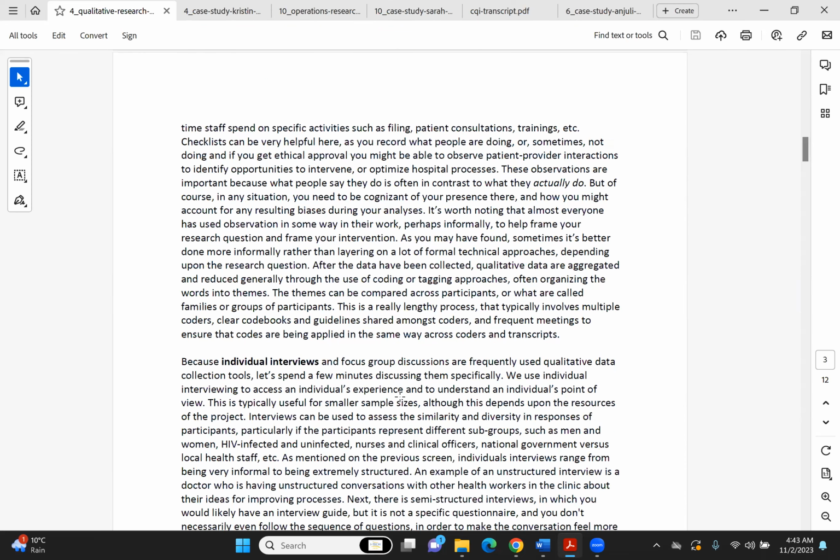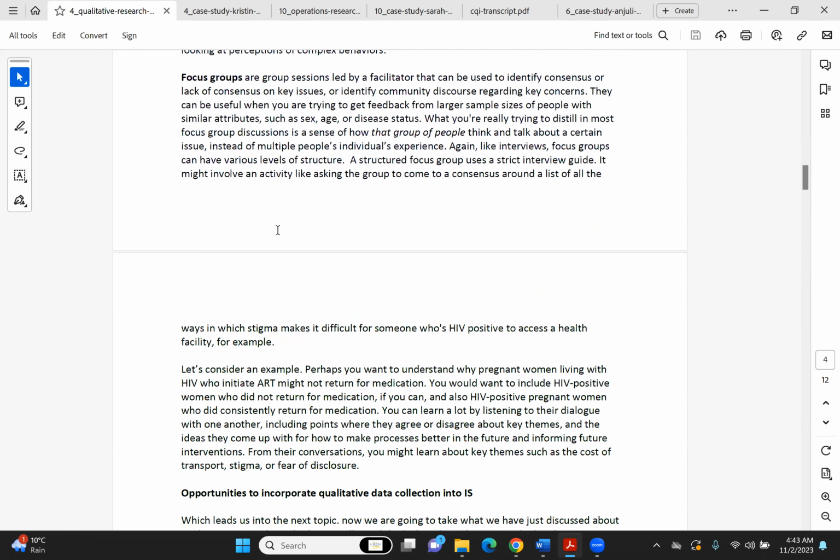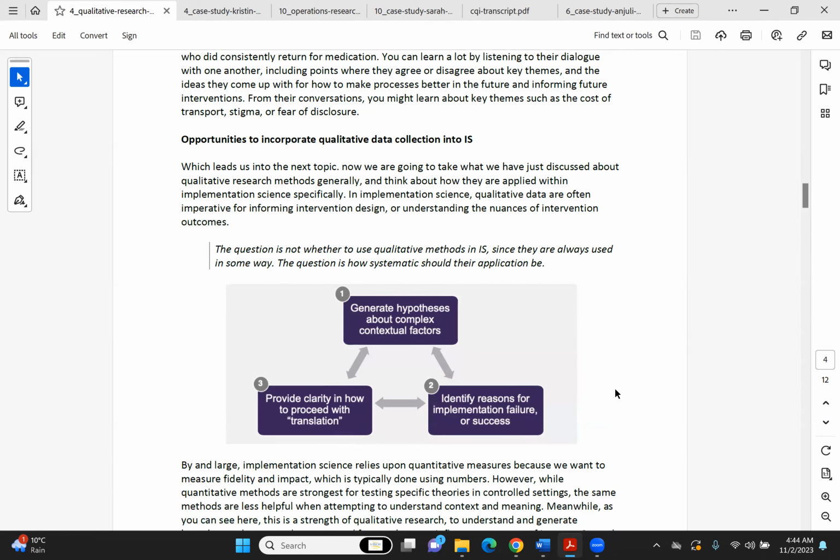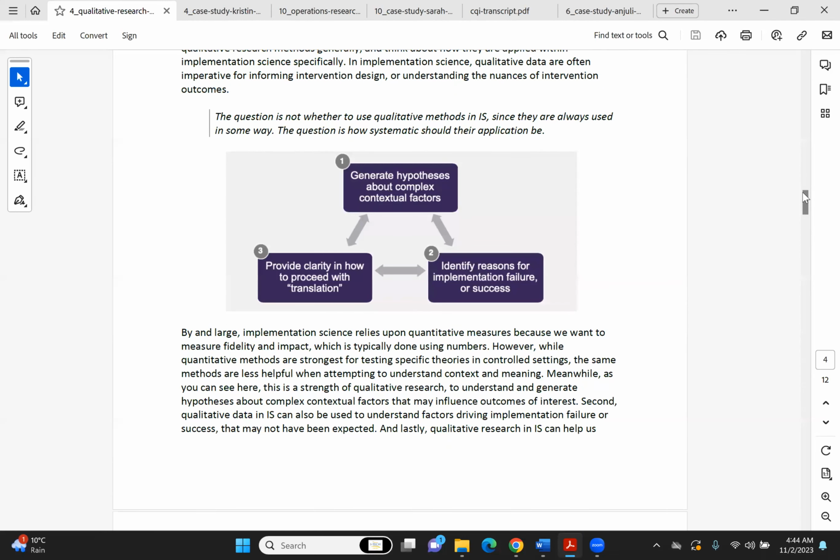So this takes us to the opportunities to incorporate qualitative data collection in operational research and implementation science. Where we have a particular hypothesis about complex contextual factors, we try to identify the reasons for failure or success of those. Then we provide clarity on how to proceed with the translation, and then we again make hypotheses based on that.